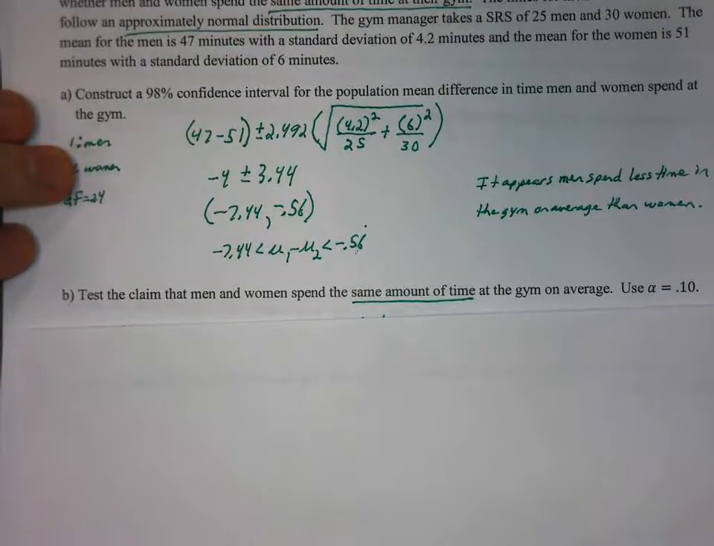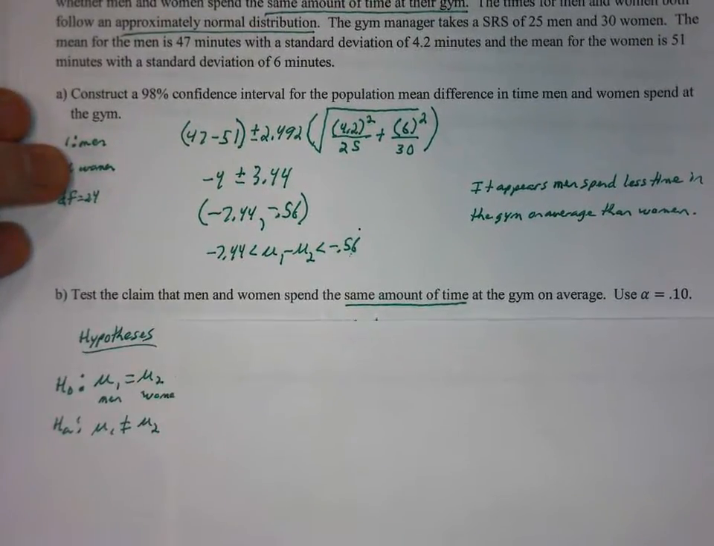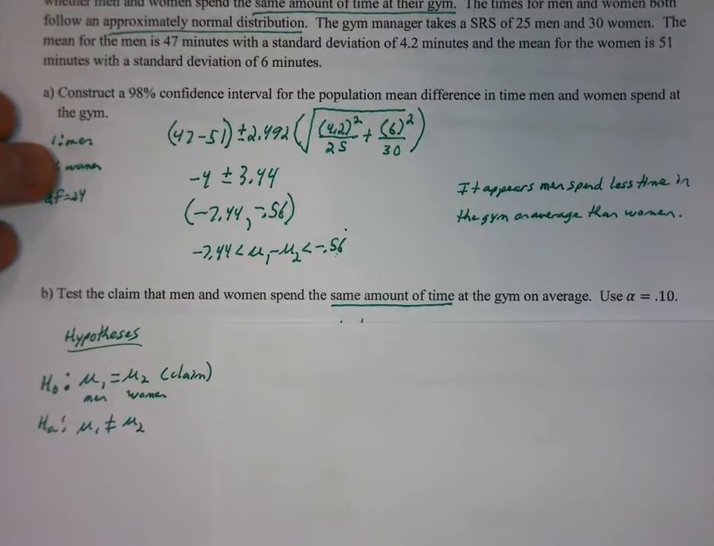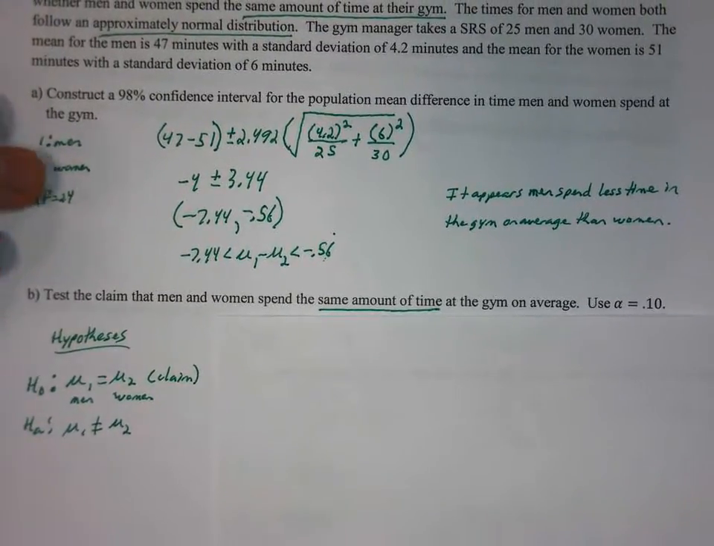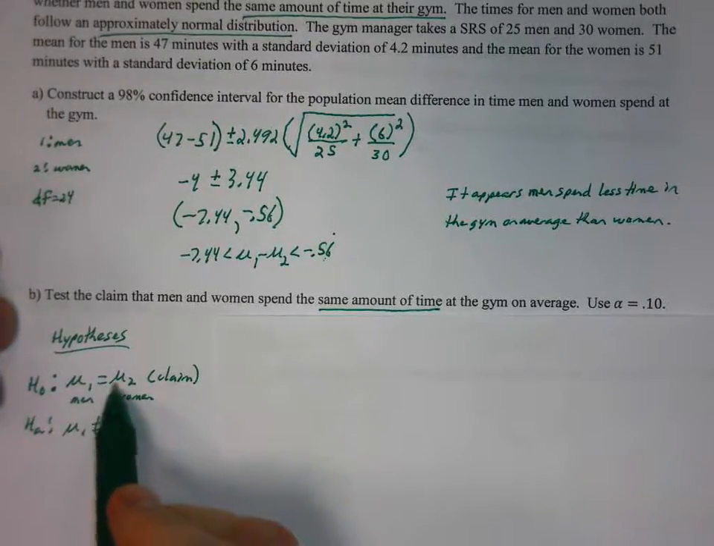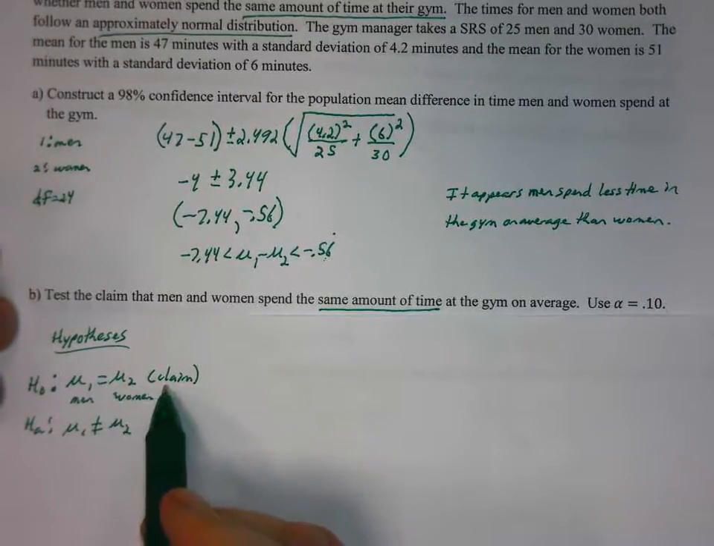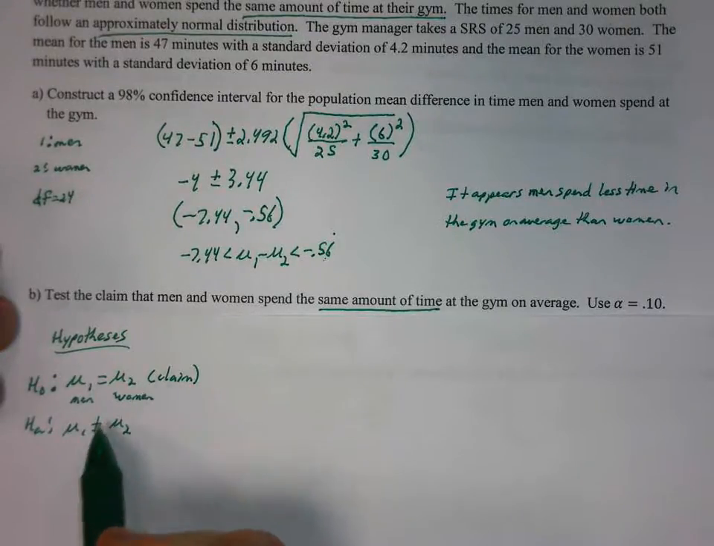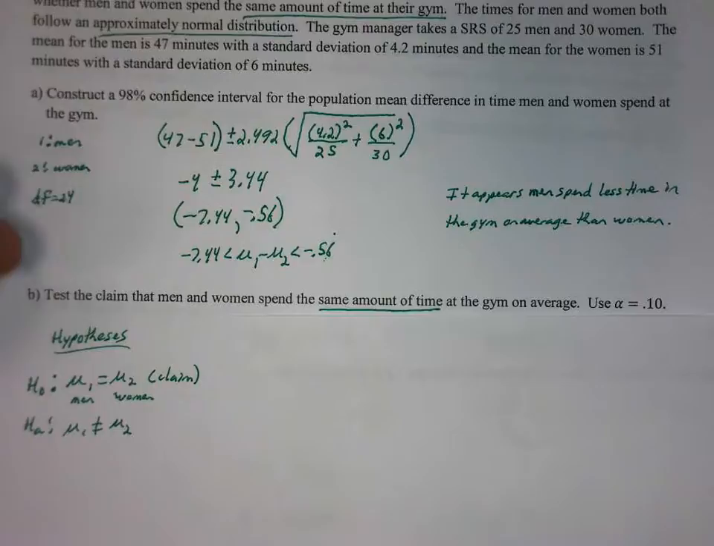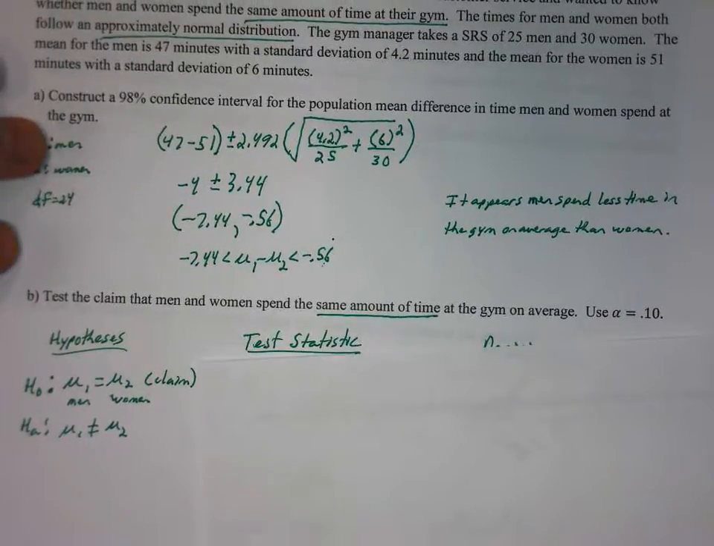Okay, the same amount of time would be that mu1 equals mu2. And the same amount of time, well, that's what they're trying to claim, is that mu1 equals mu2. So that would be their claim. Well, the opposite of the same amount of time would be not equal to, or the population mean would not be the same. Okay, so here, calculate our test statistic.